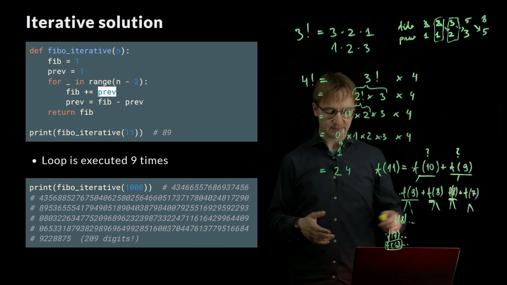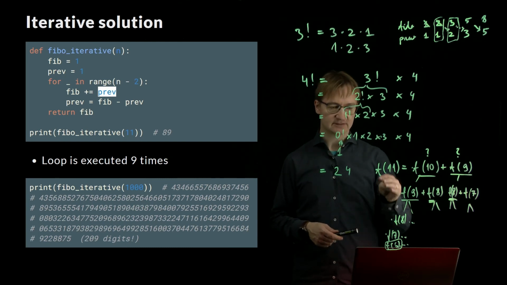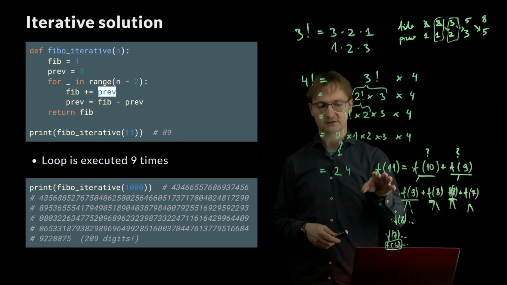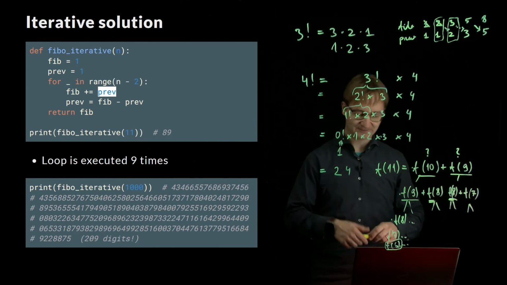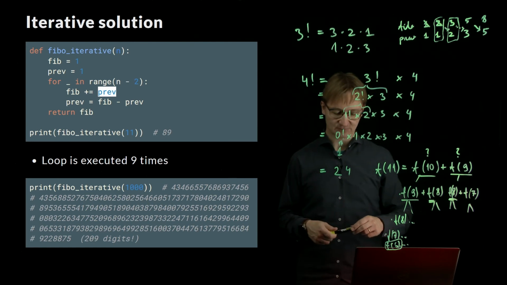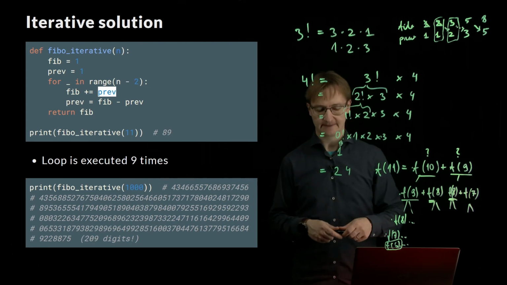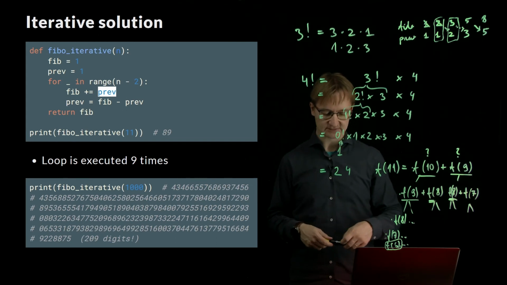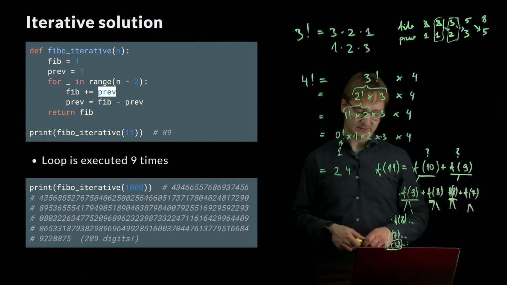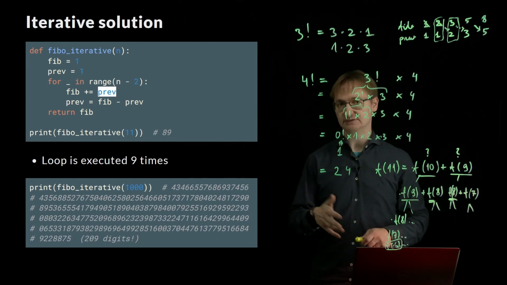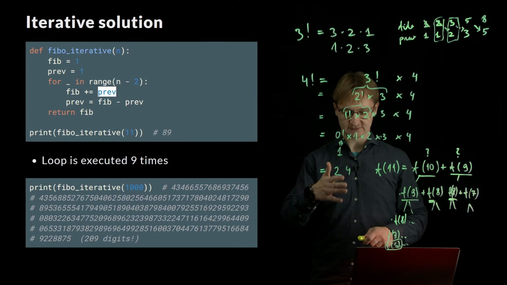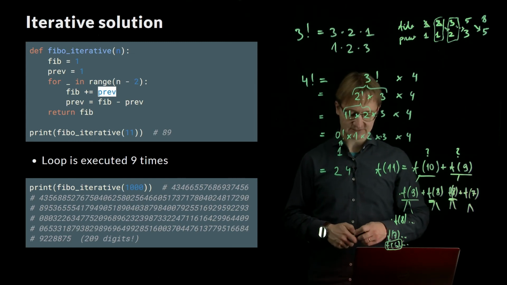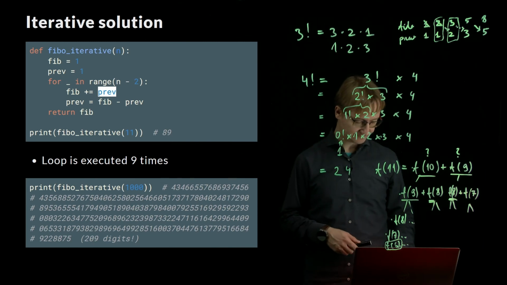So in comparison, where I had this recursive function, to get the 40th number or element, it took me 1 minute. Here I take the 1000th element, and it takes less than 1 millisecond. So it's less than 1,000th of a second. So it's at least 10,000 times faster.